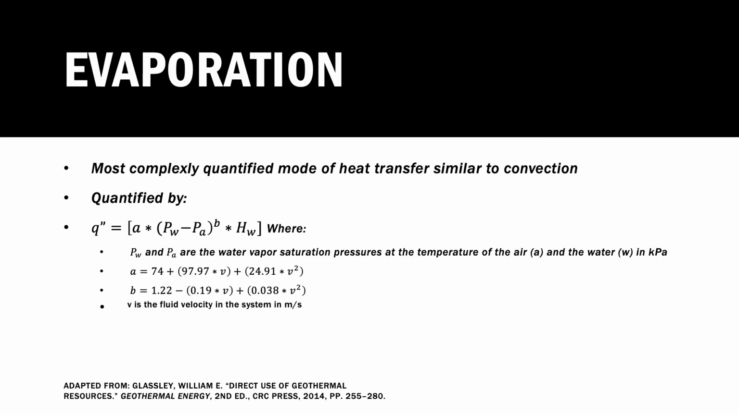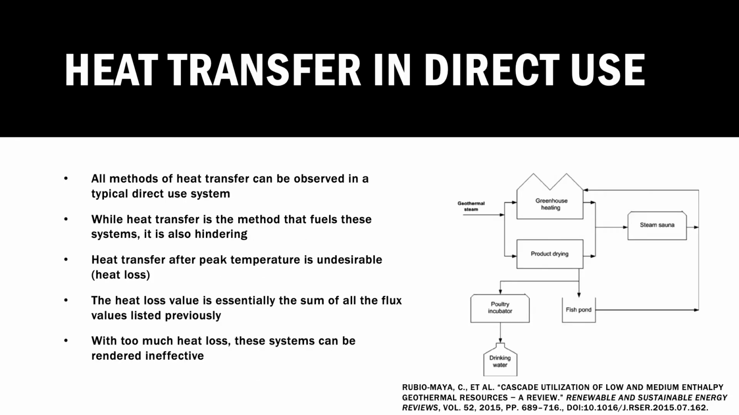Now that we have covered the 4 basic modes of heat transfer, we can examine a system and attempt to quantify the heat transfer occurring inside it. When considering the main goal of a direct use system, it's pretty obvious that they are made possible by the heat transfer from the earth to the working fluid. The heat transfer does not stop here though. Throughout the entire system, some of this heat will actually continue to dissipate, thus unfortunately hindering the system.